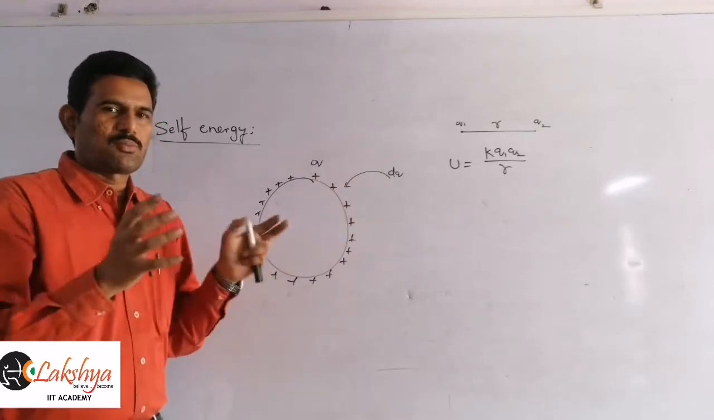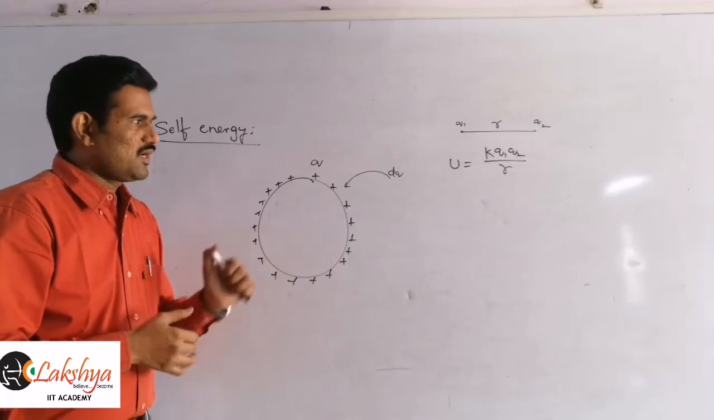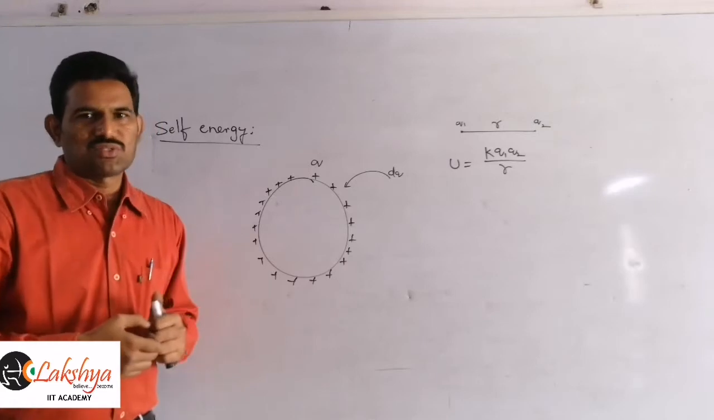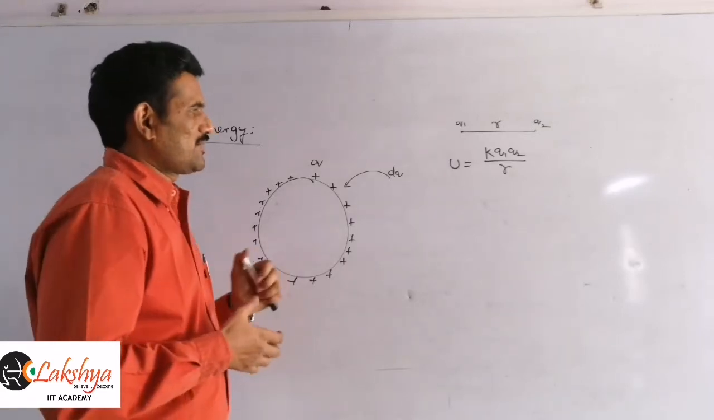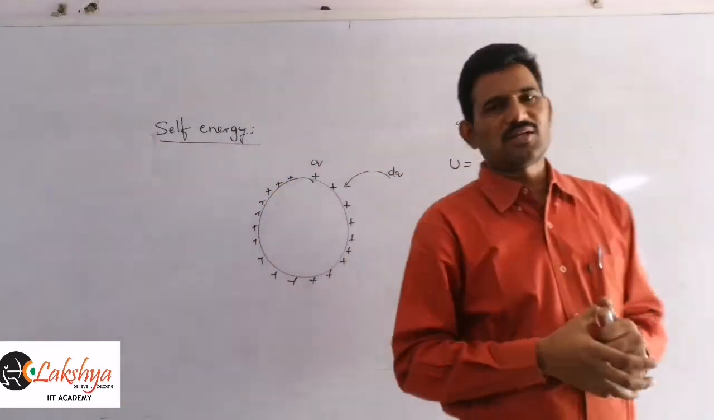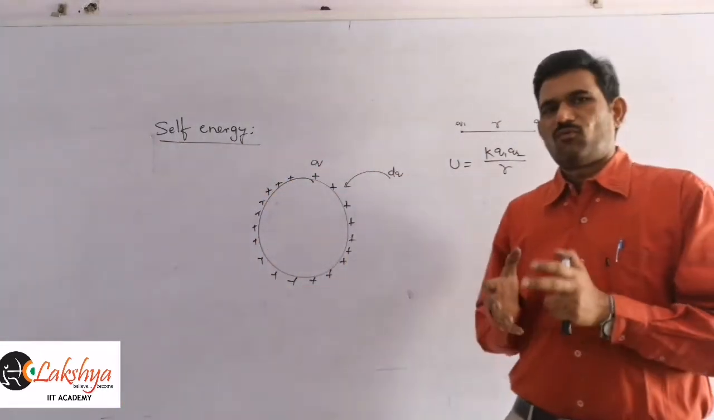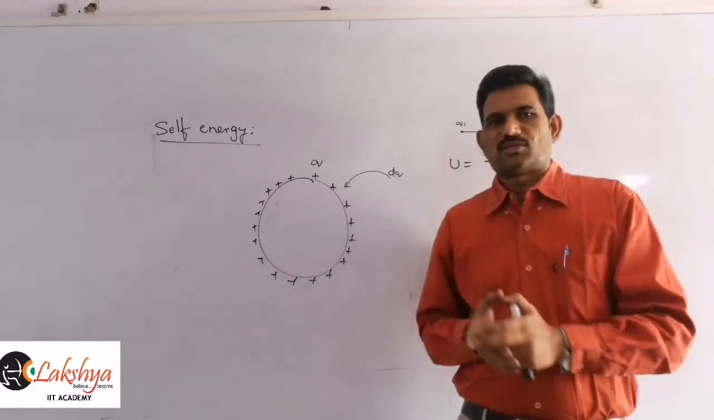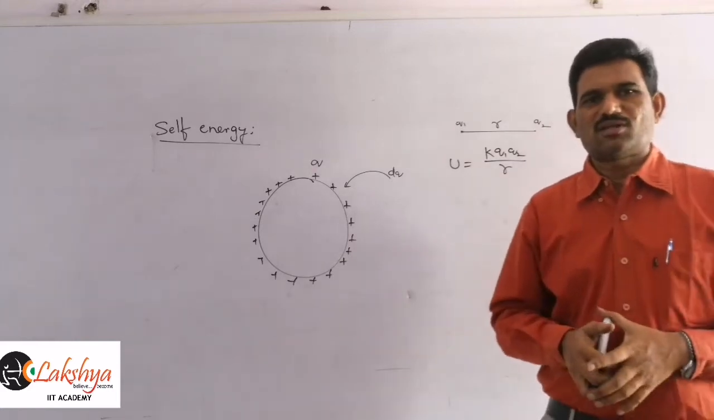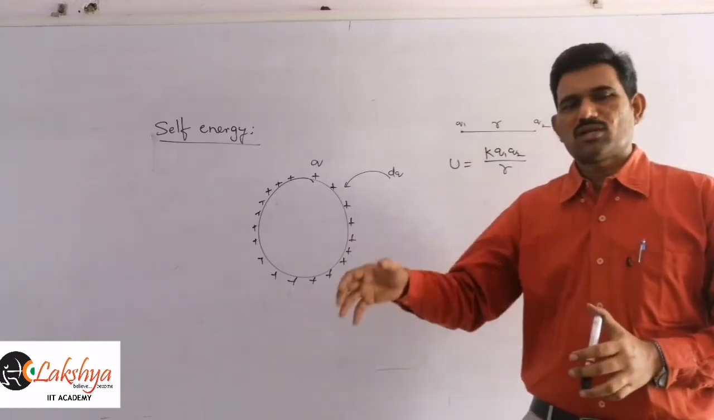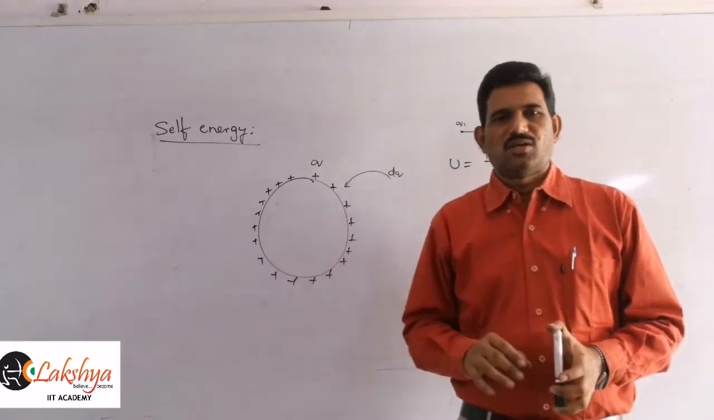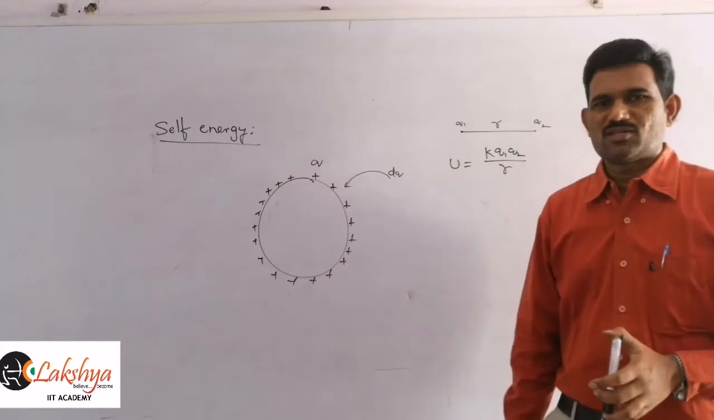Then there exists a repulsive force between them, and against that repulsive force we need to do a certain amount of work. That work will be stored as energy in the system. So we can define it as the amount of work done in charging the object. Whenever you are charging an object, a certain amount of external work is required, and that work is stored as energy in the system. That energy is what we call self energy.